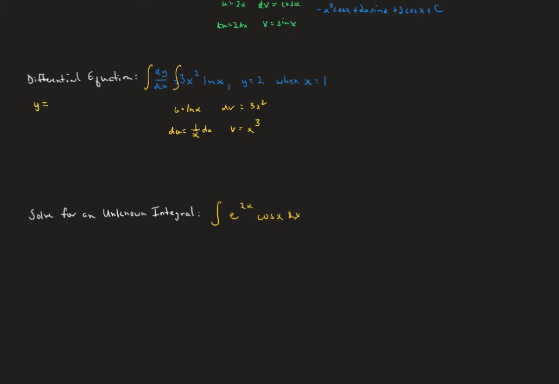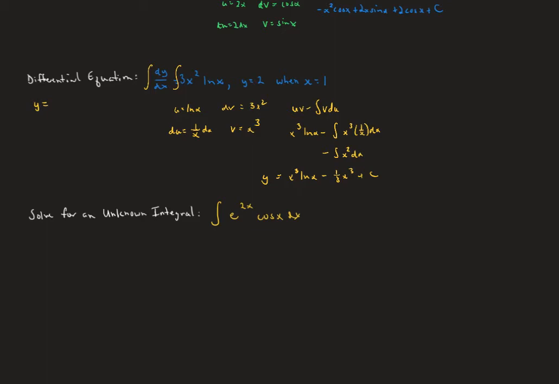So we're going to get our uv minus the integral of v du. The u times v is going to be x cubed natural log x, minus the integral of v du, which is x cubed times 1 over x. That becomes minus the integral of just x squared dx, which is minus 1/3 x cubed. So we have x cubed natural log x minus 1/3 x cubed plus c, and that's the general solution to our differential equation.